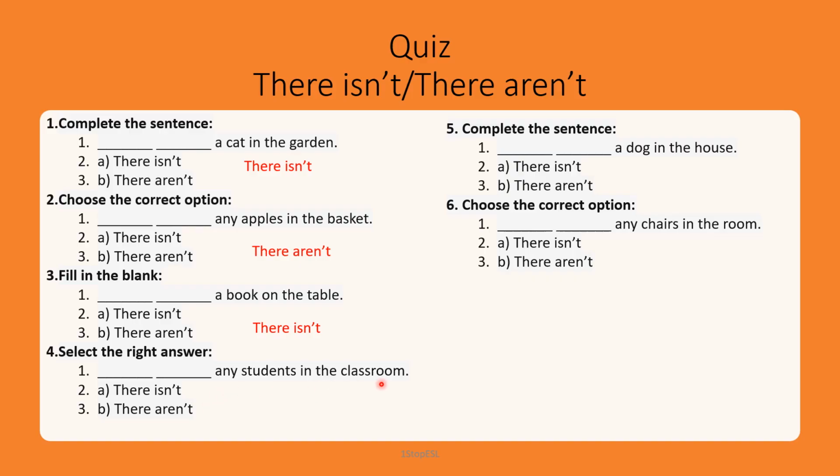Any students in the classroom? Yes, well done. There aren't any students in the classroom. They've gone for lunch. Number 5, a dog in the house. Did you choose there isn't a dog in the house? Well done. And last one, any chairs in the room? Yes, there aren't any chairs in the room. Good job.